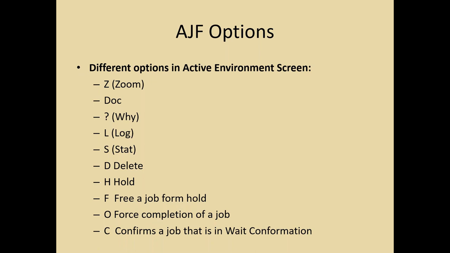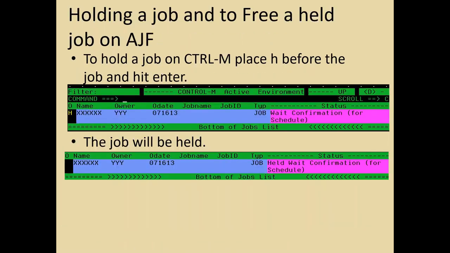See, option C is to confirm a job that is in wait confirmation. So we will go with this situation only. Now your job is in wait confirmation. You have loaded a new job in your production cycle and it comes in wait confirmation. Now you will ask me, Kulbhushan, I want to give some overrides to the JCL code inside this. So what Kulbhushan will do, he will first hold this job.